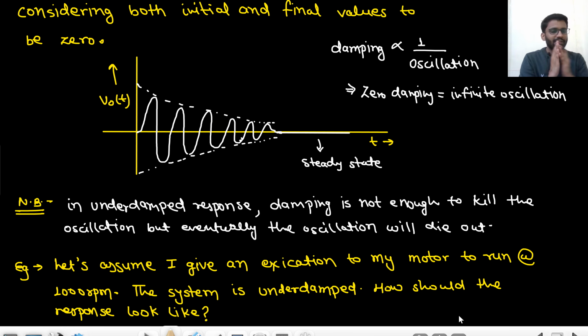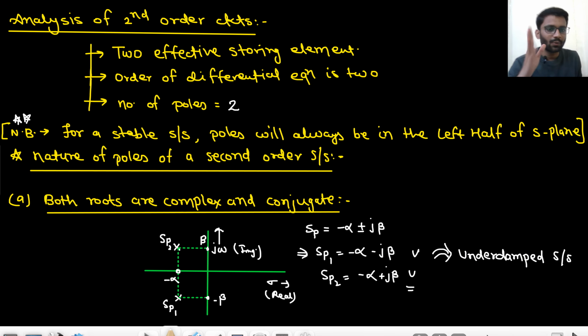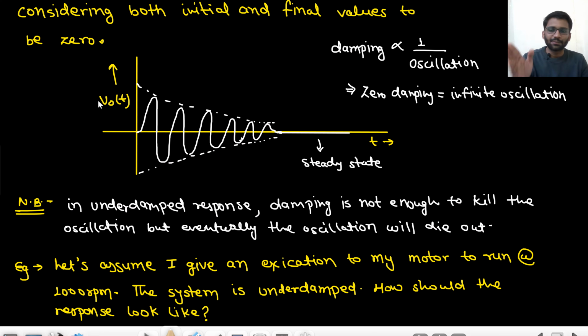Okay, we are not checking any condition. We just understood two things here. You find the poles. The poles are coming like minus alpha plus j beta, minus alpha minus j beta. If the poles are coming something like this, the response will be something like this. If there are two complex conjugate poles, that means the system is underdamped. Underdamped means there will be some oscillations, but finally the oscillations will die out. Now there is an example. From this you will understand more.